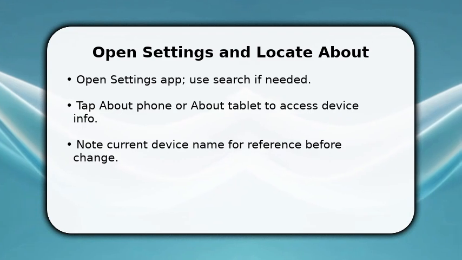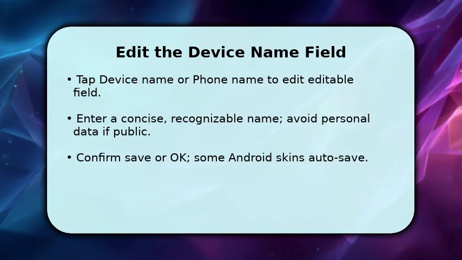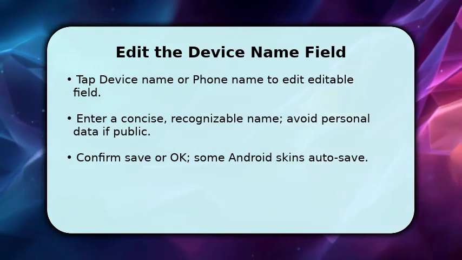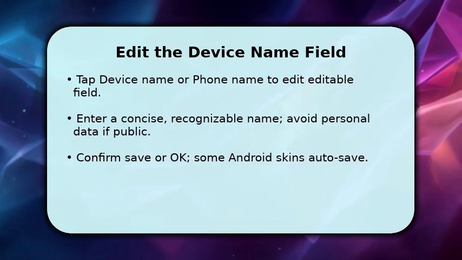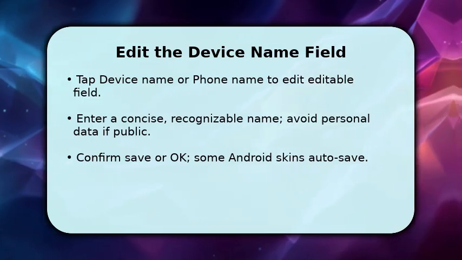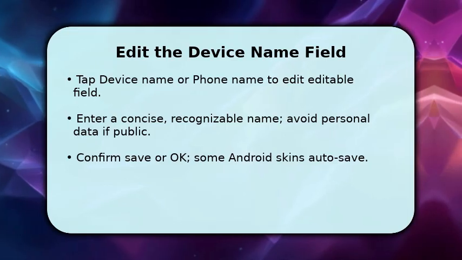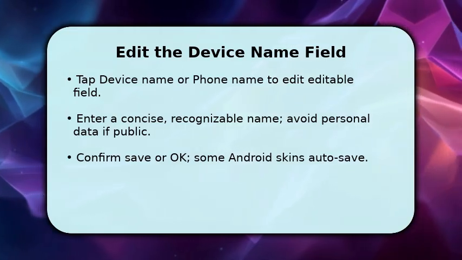Once you're on the About page, find and tap the device name or phone name entry. Some manufacturers label it slightly differently. When the Edit dialog appears, type a concise, recognizable name. This helps Bluetooth and network identification.